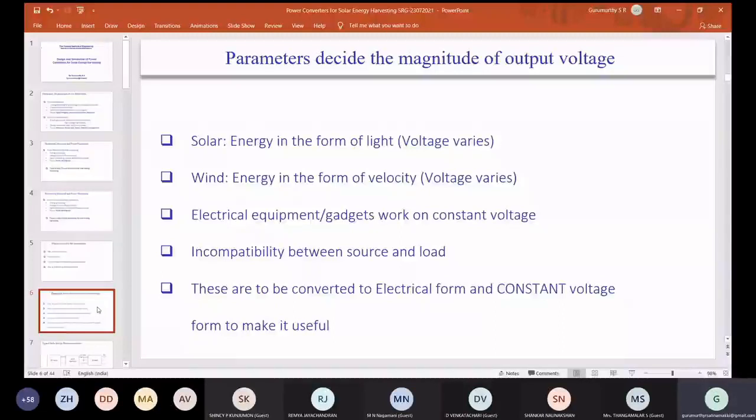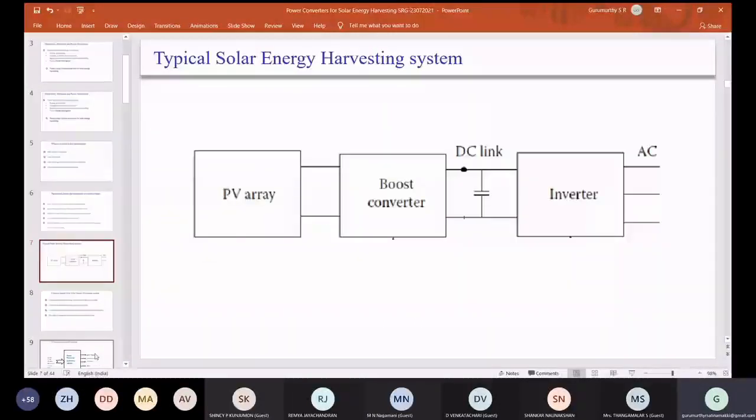These power converters will convert this variable voltage which comes out of the energy source to a constant voltage and constant frequency, which is to make it useful. Okay. Now, if you see the solar panel, solar energy, in this whole presentation we are concentrating on the solar energy harvesting. So if you see a typical solar energy harvesting system, it looks like this.